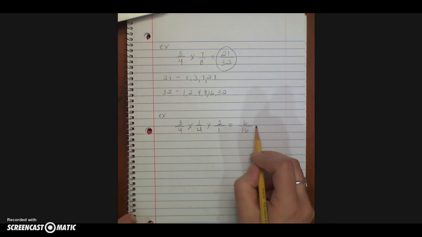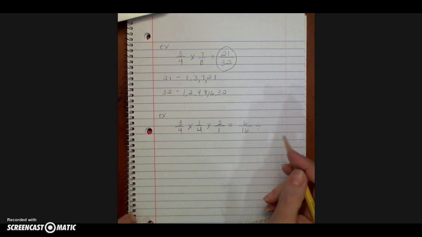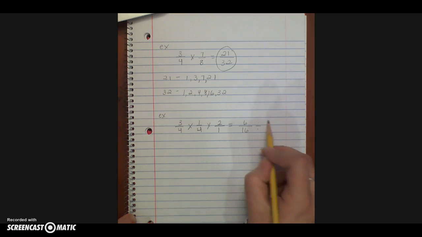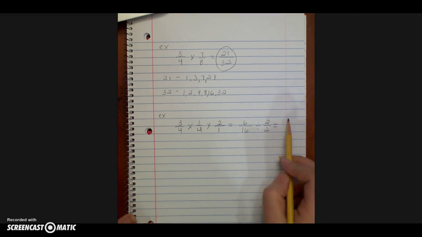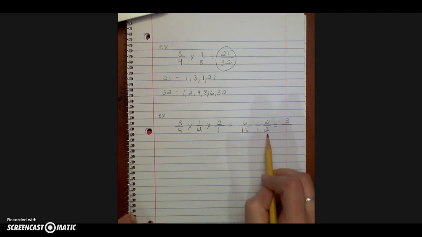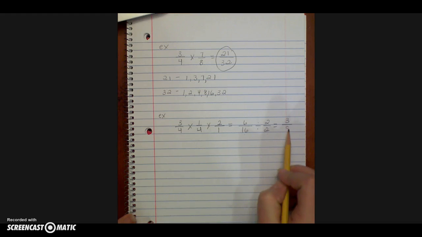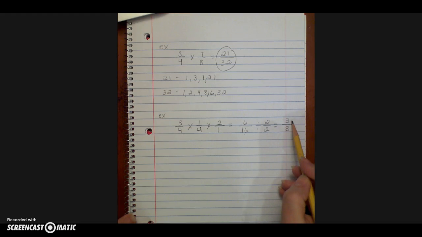I know that 6 and 16 are even, and they can both be divided by the number 2. So I'm going to go ahead and reduce. 6 divided by 2 equals 3. 16 divided by 2 equals 8. 3 is a prime number that is not divisible by 8, so I know that 3/8 is in simplest form.